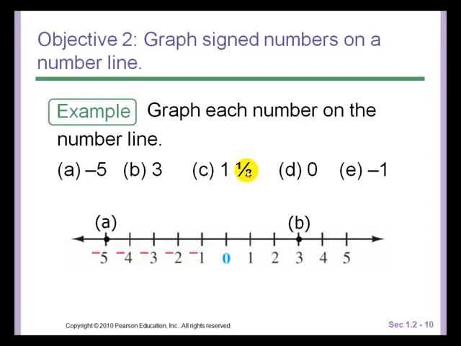C is 1.5. This is a mixed number, which we will get into more, but for now just know that it is 1 plus a half. So it's not quite to 2, but it's halfway there. There's C. D is 0. That's what splits between the negatives and the positives. And E is negative 1, which will be right there.